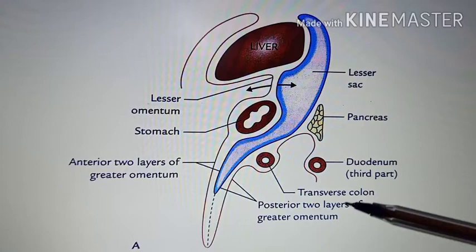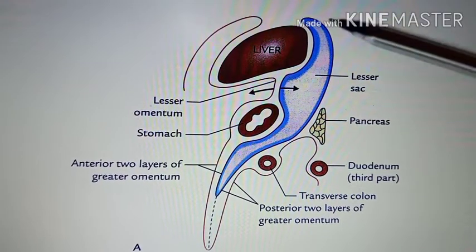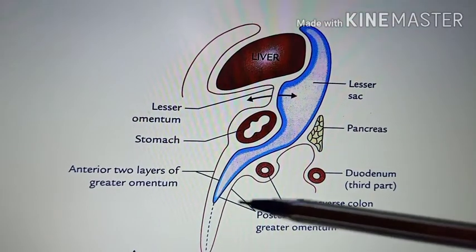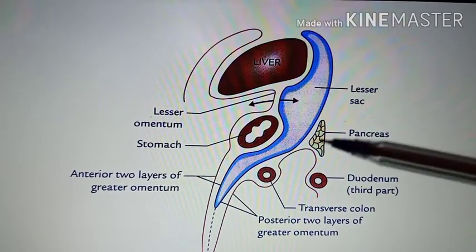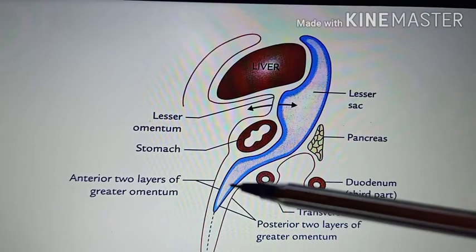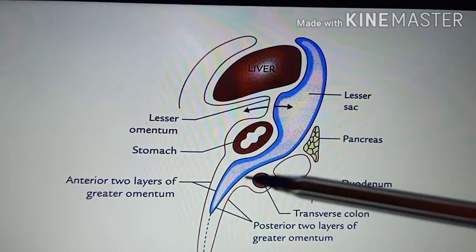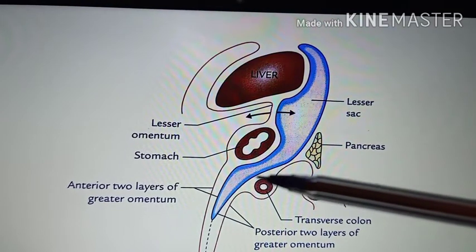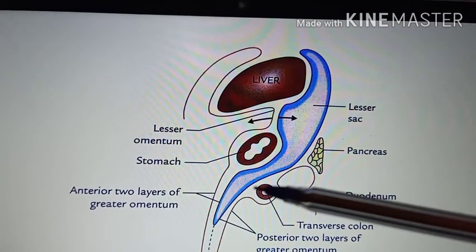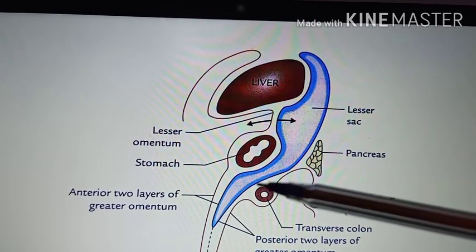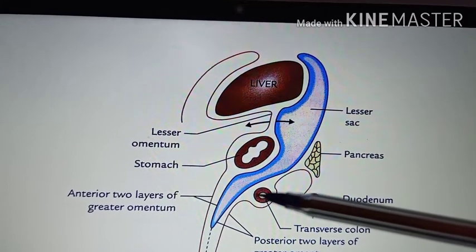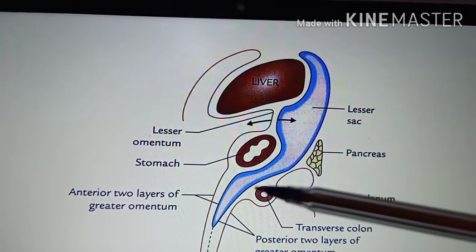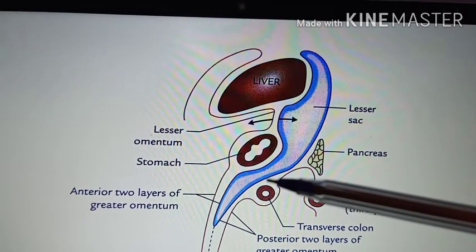Now coming to the posterior wall. You can see this is the posterior wall of the lesser sac. Here from below upwards you can see the third layer of greater omentum. Then you are having the peritoneum which is covering the antero-superior surface of the transverse colon. So this is a section of the transverse colon. Then you are having the upper layer of transverse mesocolon.